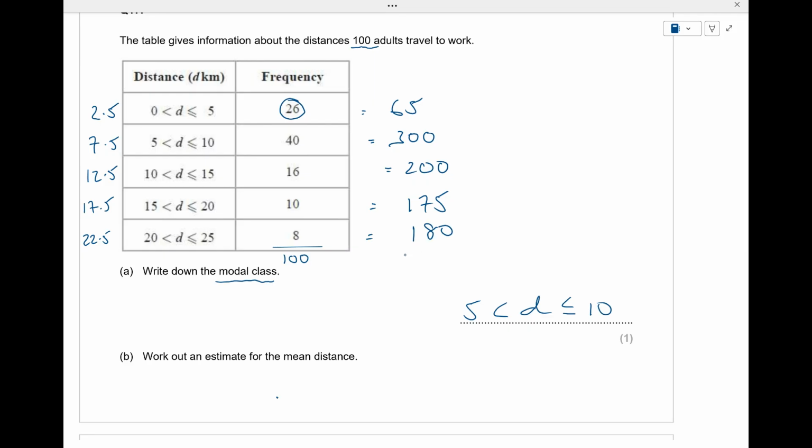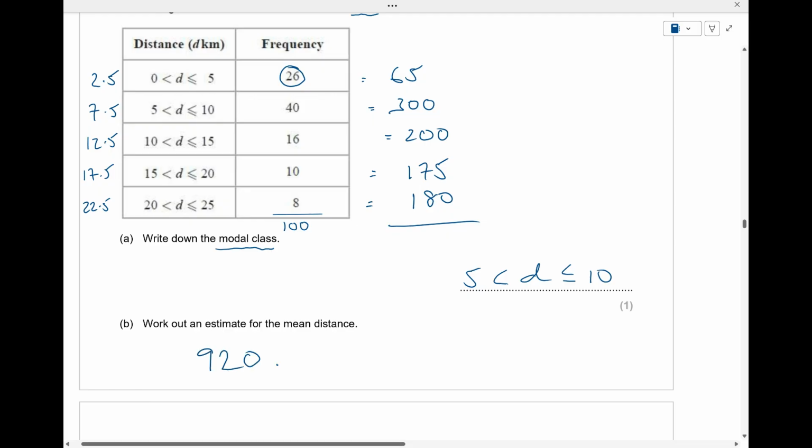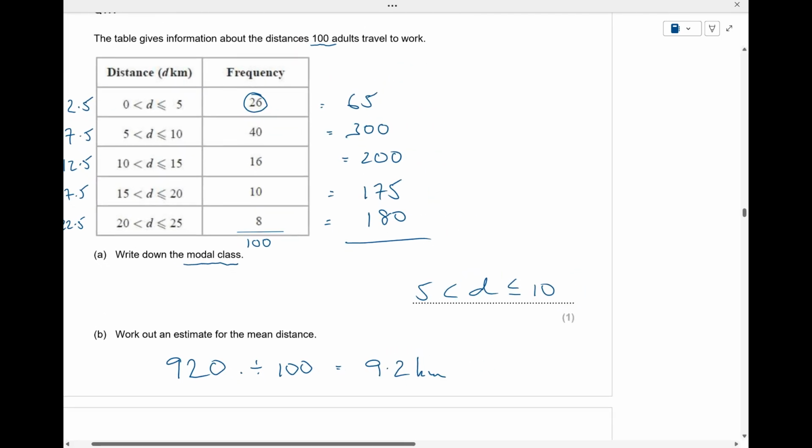180. So altogether, what's the total distance that all these 100 people travel to work between them? Well, in total, they travel 920 kilometres to work, and there are 100 of them. So the mean distance, or my estimate for the mean distance, is 9.2 kilometres. And that is that question sorted.